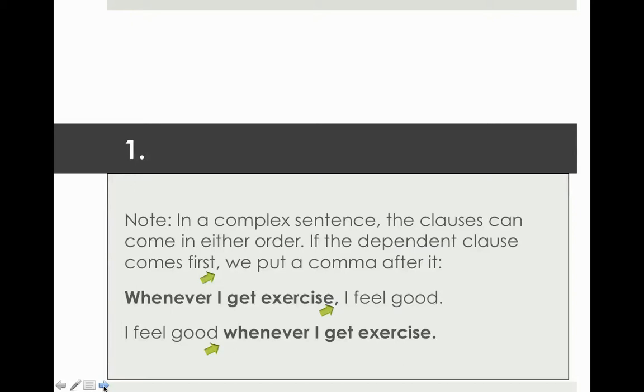Okay, in a complex sentence, the clauses can come in either order. A complex sentence is a sentence that has a dependent clause or has an adverb clause. Same thing. An adverb clause and a dependent clause are the same thing. The clauses can come in either order. If the dependent clause comes first, we put the comma. And if the independent clause comes first, we don't have a comma.